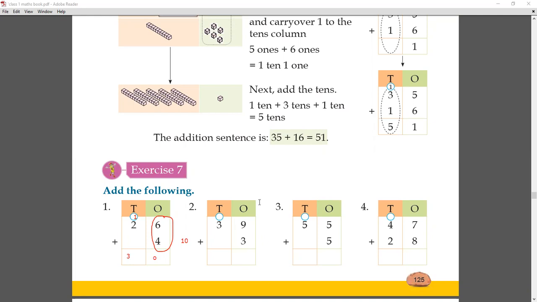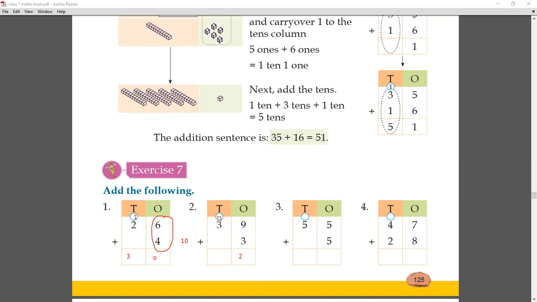Now next is 39 plus 3. Again we start from one side. 9 plus 3. Take your 9 fingers and 3 more. 9, 10, 11, 12. So what do we write here? 2, है ना? ones place. And where do we write 1? Here.